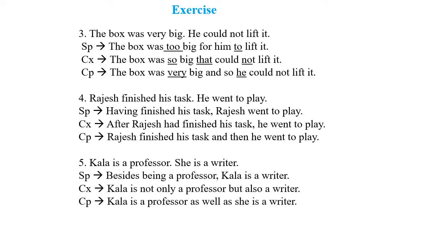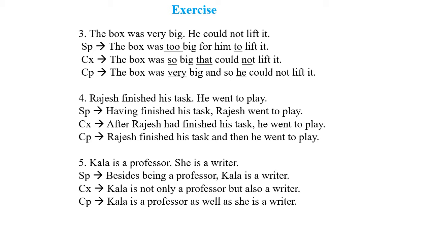That is, the boy was too short to climb the tree. The coffee is too hot to drink. Like this, repeated sentences are given for this type. So we can identify easily. In the same way, this sentence also, we can identify that this belongs to the too type. So for simple sentence, the box was too big for him to lift it. Complex, the box was so big that he could not lift it. For compound, the box was very big and so he could not lift it.